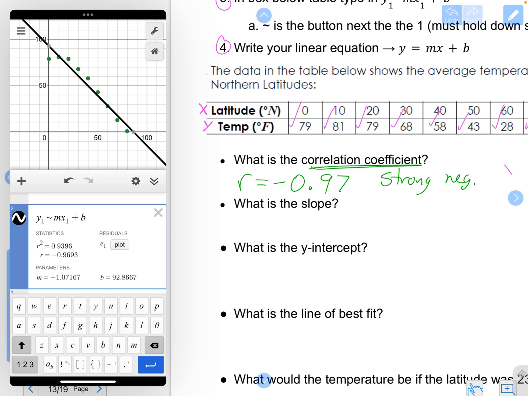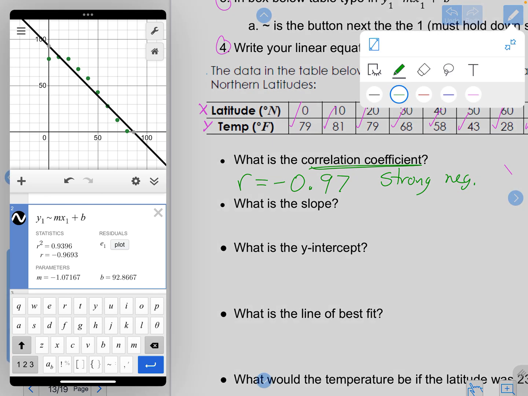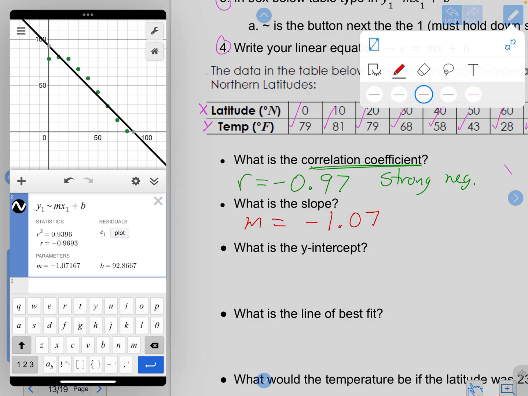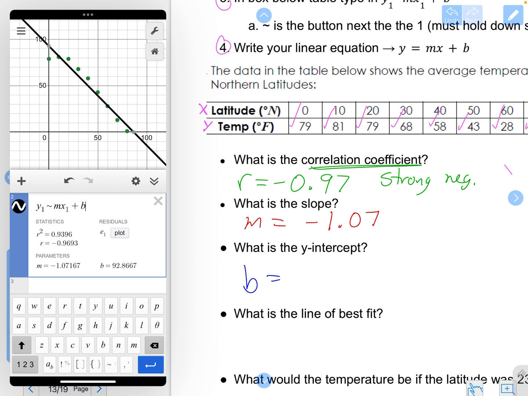So if we keep looking at the box that Desmos popped up, Desmos is going to give us an m or a slope. So again, we're going to round to the nearest hundredth. So negative 1.07. And since the number after 7 is a 1, we're going to leave it be. Desmos is also going to give us a y-intercept, which is our b. We're going to round it to the nearest hundredth too. Since the number after 6 is higher than 5, we're going to raise the score to 0.87.